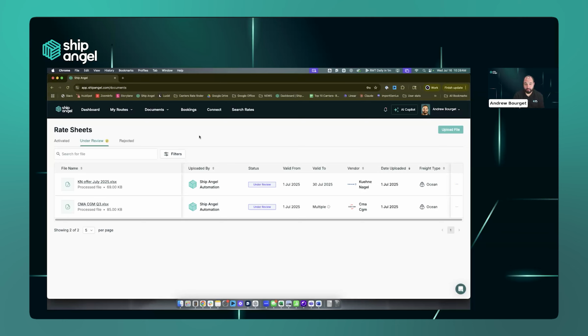Ultimately, we want to give you back time in your day, and we also want to give you back some really good analysis to make good decisions. So you're not just winging it or hoping you're making the right decision when you go to ship some cargo.